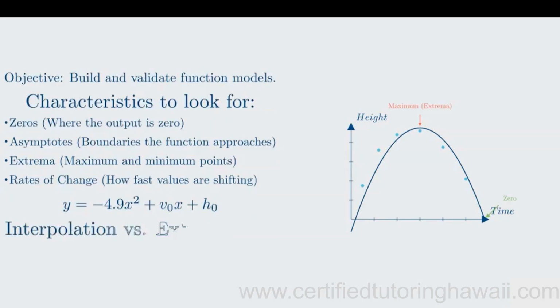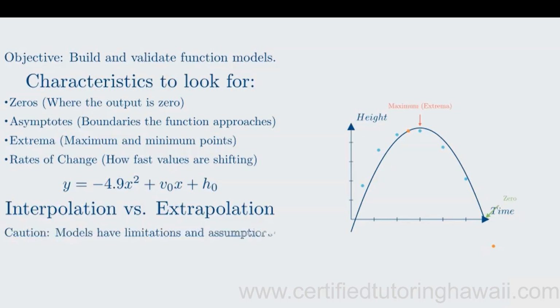We use these models for 2 main things. Interpolation is predicting a value between data points we already have. Extrapolation is predicting a value outside our data range, like where the ball will be 2 seconds after our last measurement. However, remember that every model has limits. Our ball model might assume there is no air resistance. In the real world, if a strong wind blows, our model becomes less accurate.